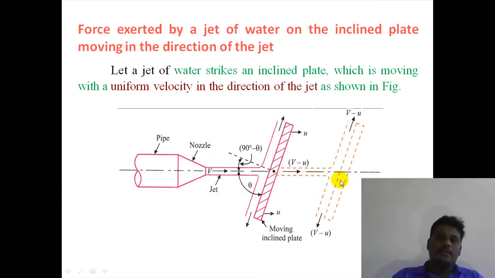Now the plate is also moving in the direction of the jet with velocity u. So the relative velocity between the jet and the plate becomes v minus u. The plate is inclined. Whenever this angle is theta, this other angle becomes 90 minus theta, because this is 90. Now Fx becomes sin of 90 minus theta, and Fy becomes cos of 90 minus theta.